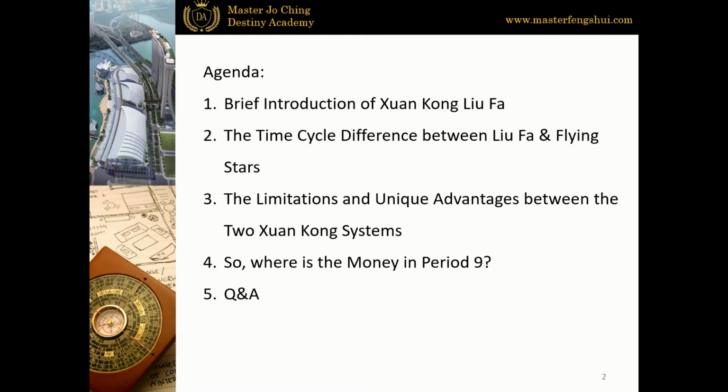So the agenda for this afternoon will be a brief introduction of Xuan Kong Liofa. I'm going to talk about how it comes about briefly, and the time cycle difference between Liofa and flying stars. Number 3, the limitations and unique advantages of the two Xuan Kong systems. And of course, one of the bonus topics is that I'm going to show you where the money is in period 9. And we can discuss the controversial topic about whether period 9 has already arrived or not, followed by Q&A.